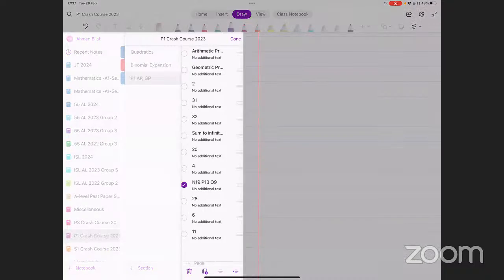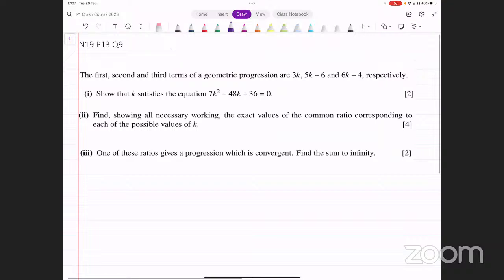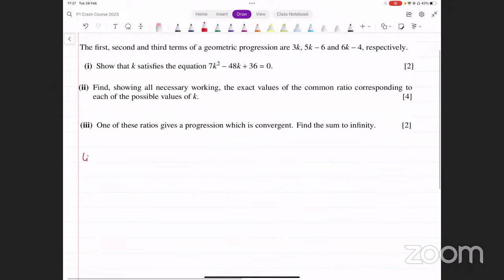So I've taken this from a recent paper because this has this concept of convergent sequence as well. Let's have a look at this. Okay, so the first part, it says the first, second, and third terms of a GP are 3K, 5K minus 6, and 6K minus 4. So we have a geometric progression. Show that K satisfies this equation.